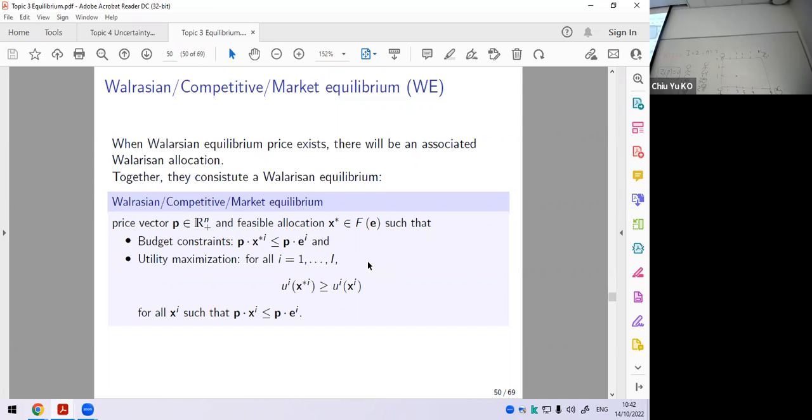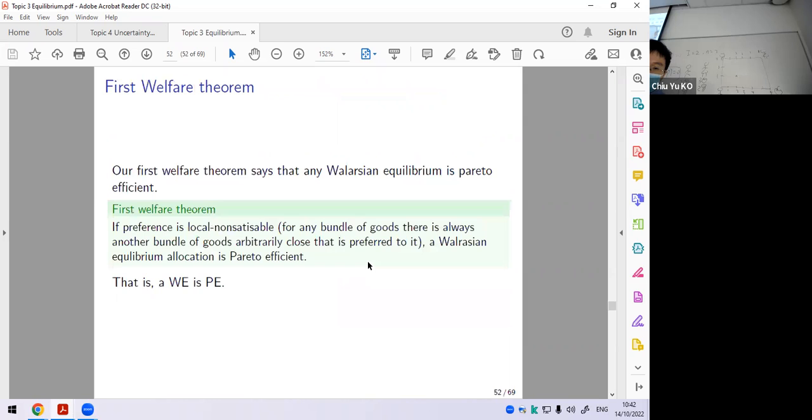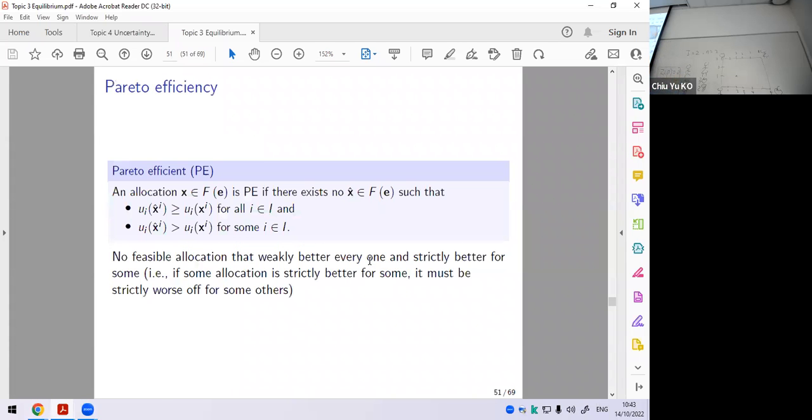And we will prove after the break that this is the main result. As we said, it's the first welfare theorem, which says that the market outcome is Pareto efficient. And what is Pareto efficient? Pareto efficiency is the minimum, you could say the weakest, efficiency requirement.